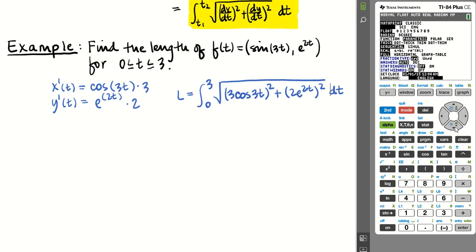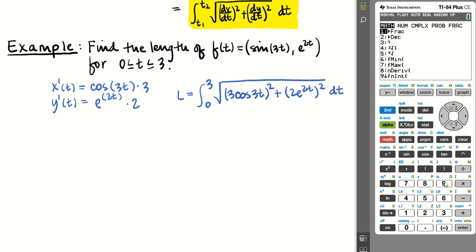And I'm going to bring in a calculator. And notice I'm taking this back to function mode. And I'm going to integrate in radian mode as t runs from 0 up to 3 on the square root of 3 cosine 3t. We'll use the x button, it makes the same thing. Close off the parenthesis and square it, plus 2 e to the 2t, square that, and integrate with respect to t. Let it think, and I get 402.962.